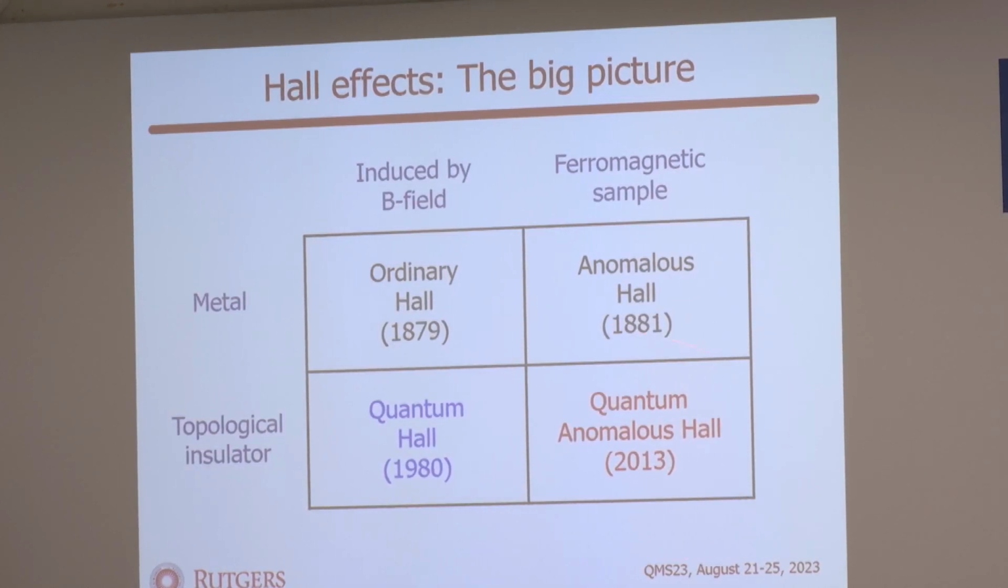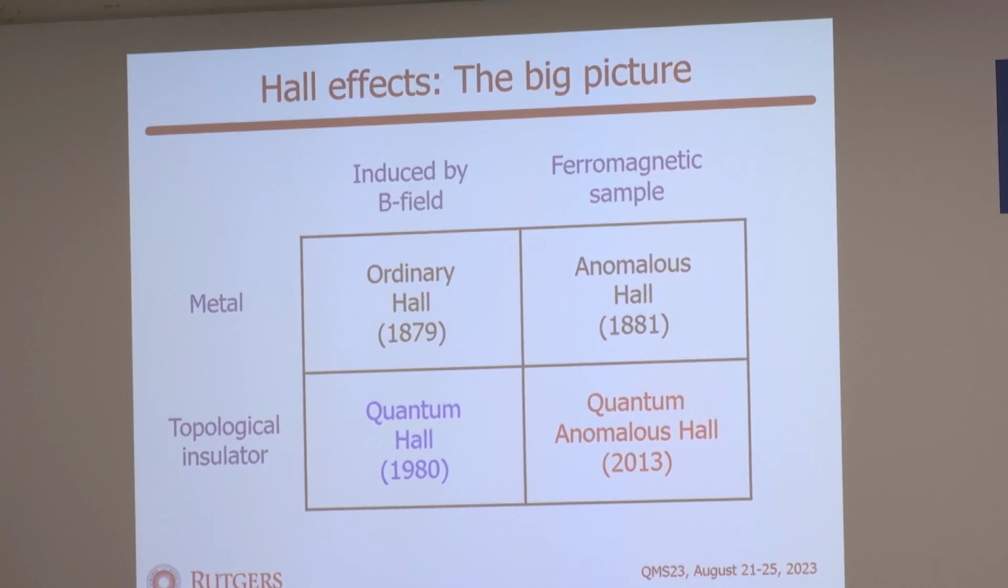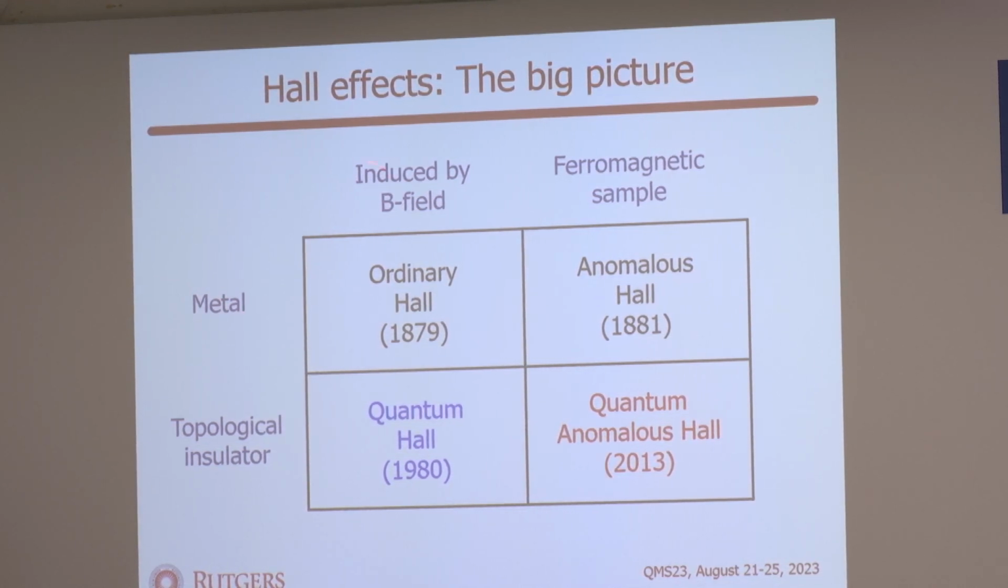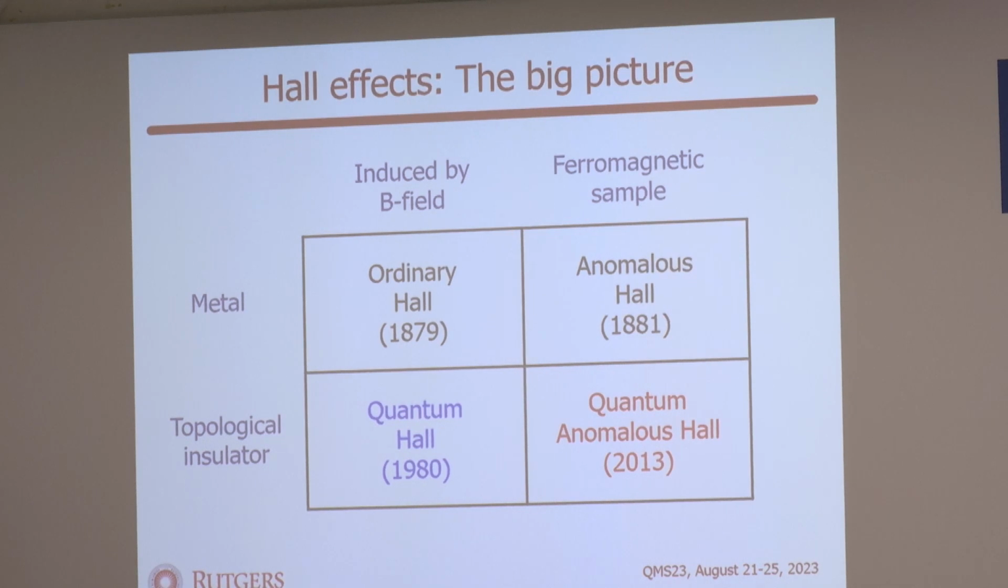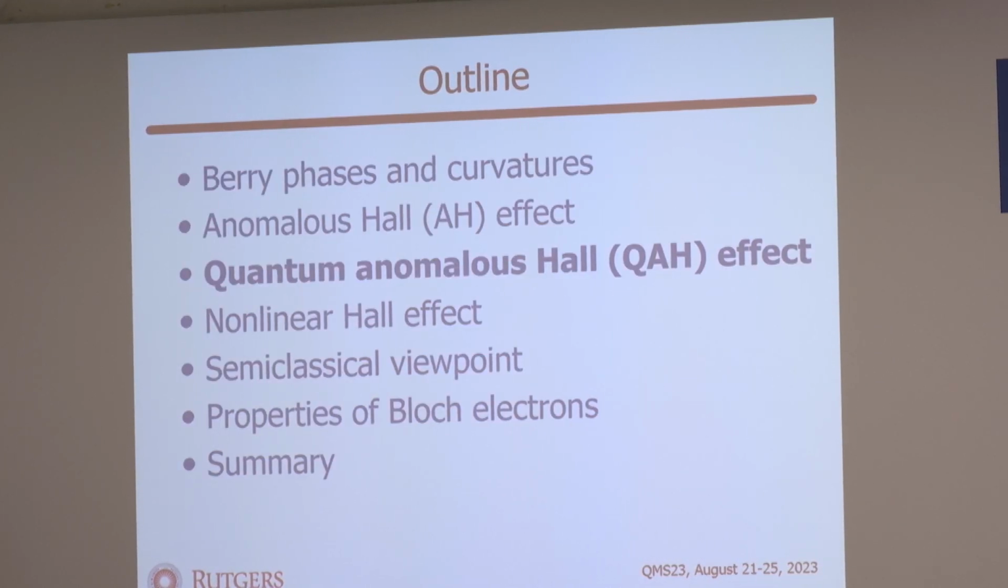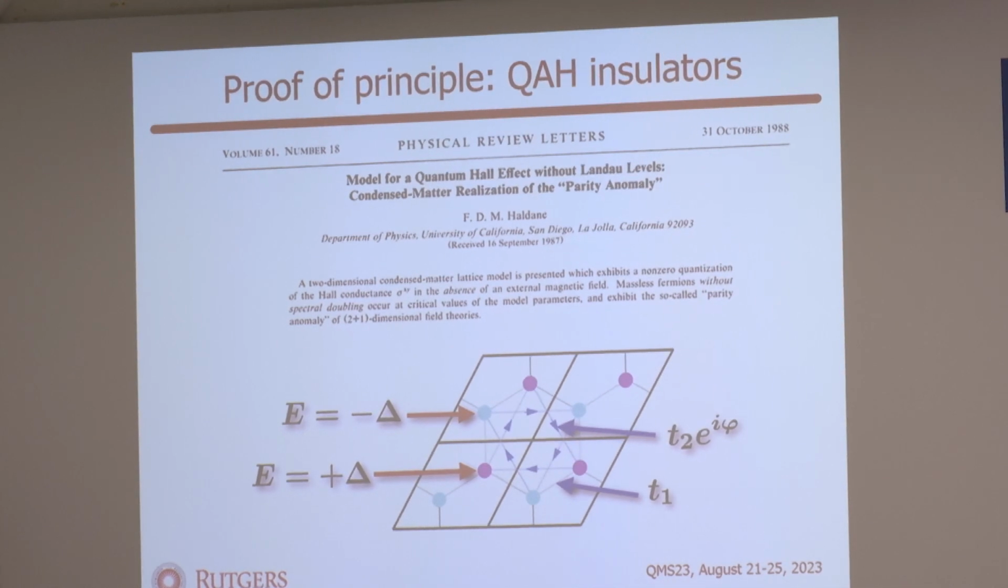And so the discovery of the Chern insulator, quantum anomalous Hall insulator state in 2013 famously completes this tableau of Hall effects, the ones that occur in the non-magnetic systems by an external magnetic field, or that occur in a ferromagnetic sample, either in a metal or in an insulator. Okay, so let me tell you a little bit more about this quantum anomalous Hall effect, and the discovery of the experimental system.